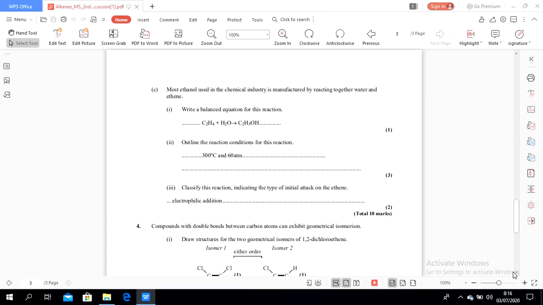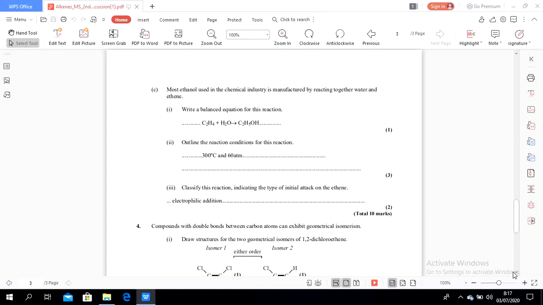The condition is 300 degrees Celsius and 60 atm or 6 megapascal. The mechanism is electrophilic addition. All the ethene reactions, addition of ethene, are always electrophilic addition reactions.